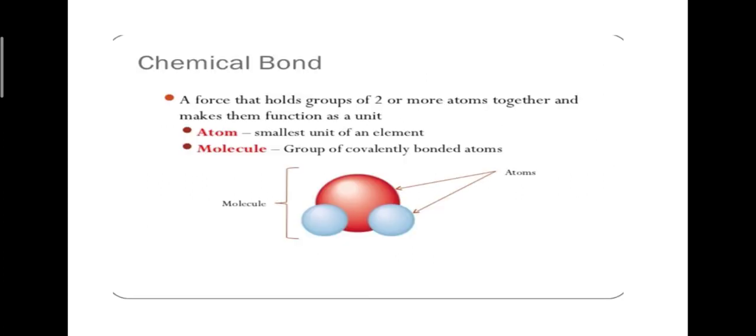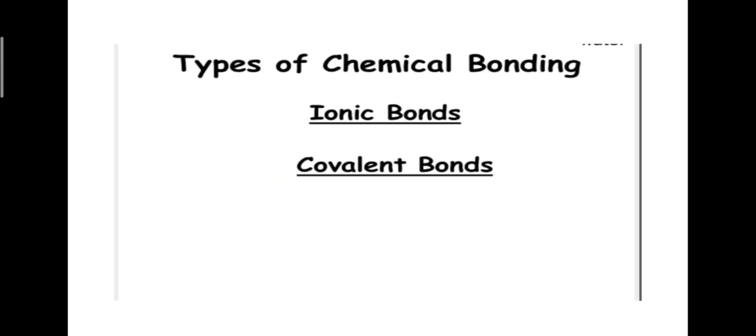A chemical bond is a force that holds a group of two or more atoms together and makes them function as a unit. As we know, an atom is the smallest unit of an element, and a molecule is a group of covalently bonded atoms. You can see in the diagram, the red one represents the atom, and the blue ones represent the two atoms. So atoms combine together and form a molecule. Now this is all about chemical bonding.